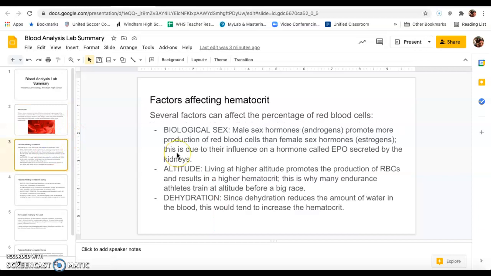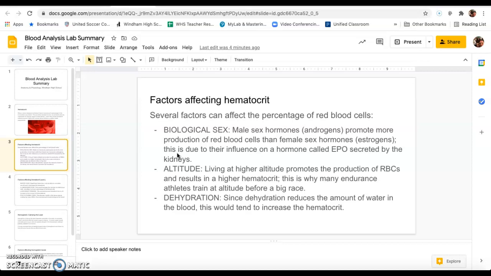So there are a number of factors that can affect one's hematocrit, the percentage of red blood cells in your blood. The first is biological sex. Male sex hormones, androgens, it turns out they actually promote more production of red blood cells than female sex hormones. And this is due to their specific influence on a hormone called erythropoietin, EPO for short, secreted by the kidneys. EPO is a hormone that influences the production of red blood cells in bone marrow. The more EPO that gets secreted, the more red blood cells you make.